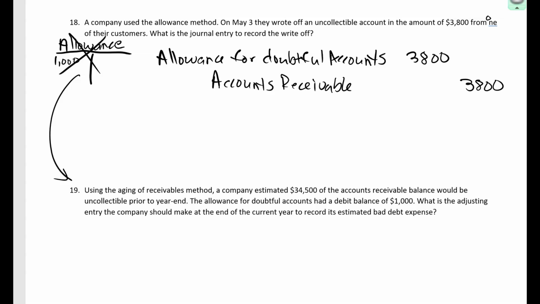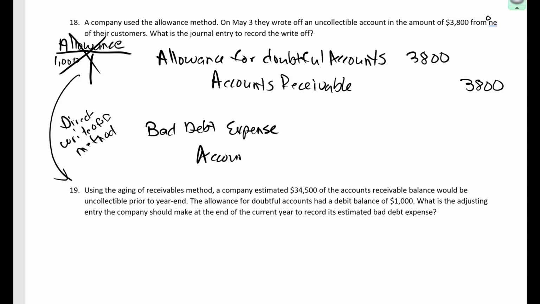Just if you use the direct write-off method, I just want to show you that. The direct write-off method would be debit bad debt expense and credit accounts receivable, the $3,800. This is the difference. This first one is the allowance method, and then the second one is if it were the direct write-off method. Okay, now let's go to the one that I actually started.